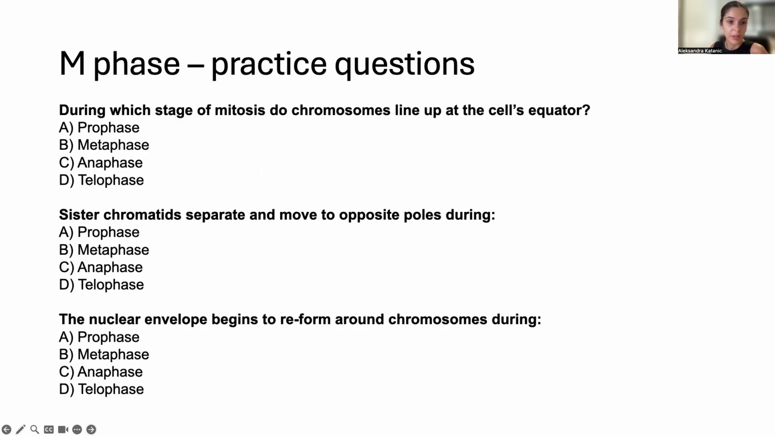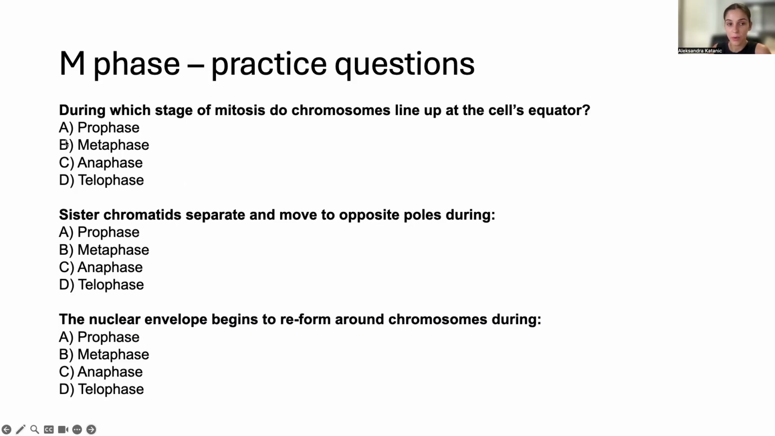Let's do some practice questions. Again, these are more recall just to build up your confidence a little bit. I would recommend doing some application questions as part of your revision and study before an exam on this content. But just so that we've got a good foundational understanding, during which stage of mitosis do chromosomes line up at the cell's equator? What do we think?